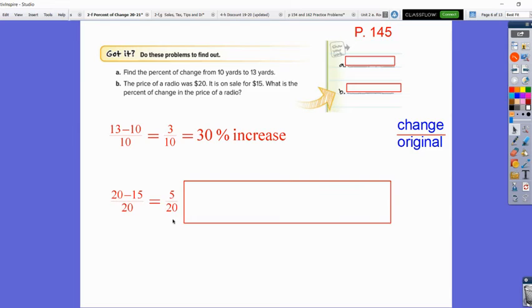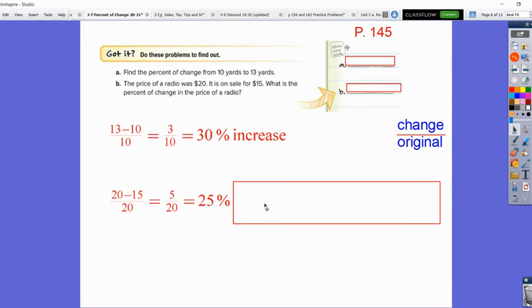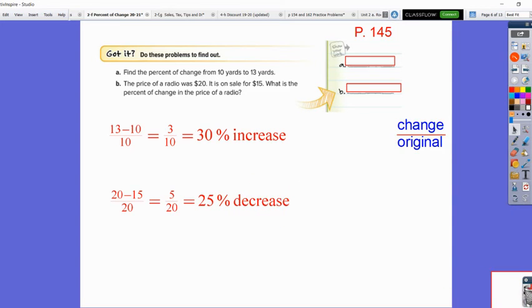The original price was 20. So 5 divided by 20 is 1/4 or 0.25 or 25%. And since the price went down, it is a 25% decrease. So this radio was on sale for 25% off. They didn't give you that in this problem. They gave you the original price and the sale price. So if you wanted to, you could use this method to always find what the percent off is. So 30% increase and 25% decrease are the two answers there.